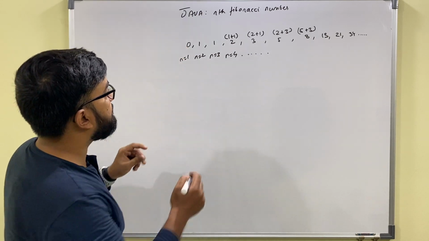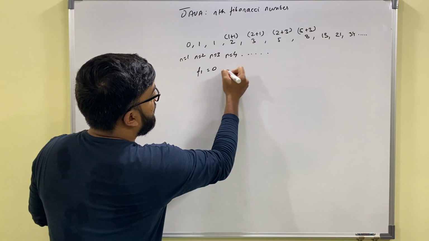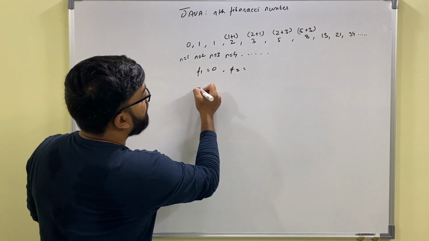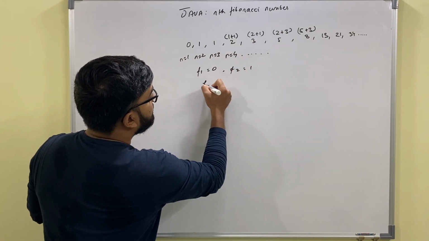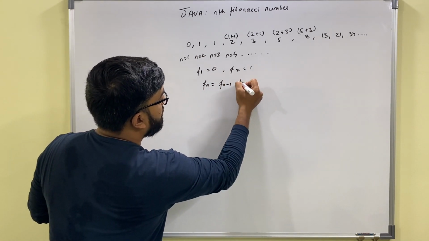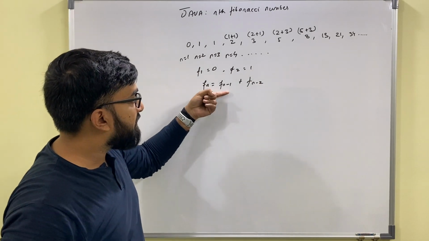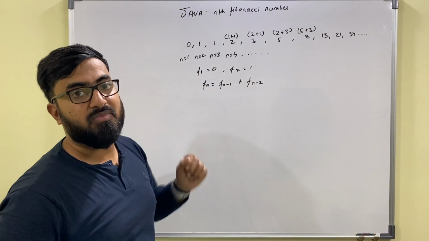So we can generalize this. We can say f of 1, that is the first Fibonacci number, is 0, f of 2, that is the second Fibonacci number, is 1, and then f of n, the nth Fibonacci number, is f of n minus 1 plus f of n minus 2, that is, the nth Fibonacci number is the sum of the previous two Fibonacci numbers.